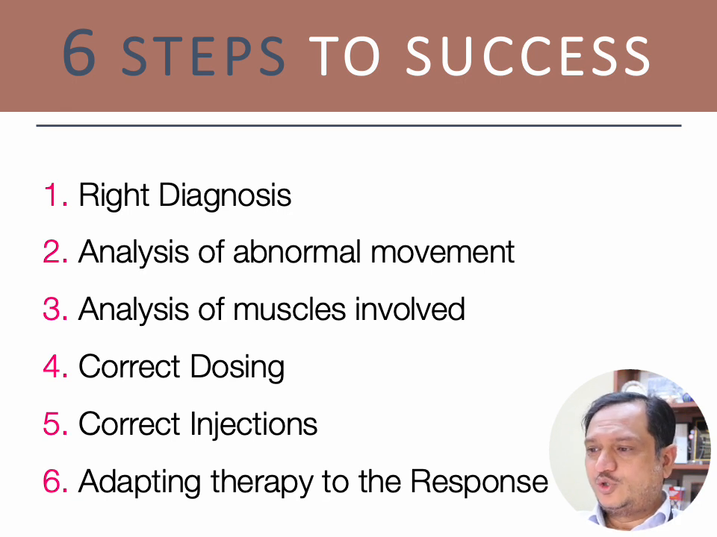You need to plan for correct dosing in the right muscles, higher and lower in some muscles. And then you have to do those correct injections with the proper injection techniques. And finally, based on the patient's response, you adapt the therapy. I will go through these 6 steps in regards to oromandibular dystonia, starting with number 1, right diagnosis.